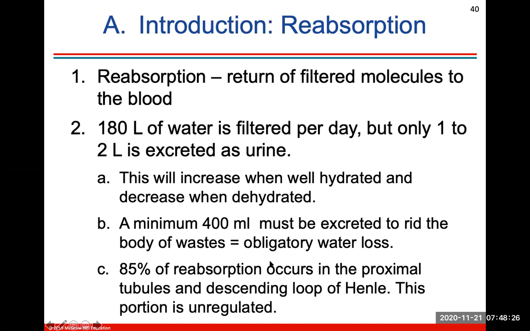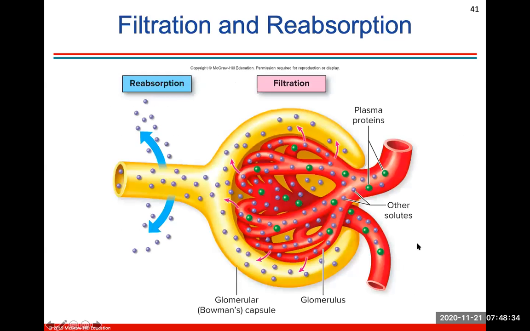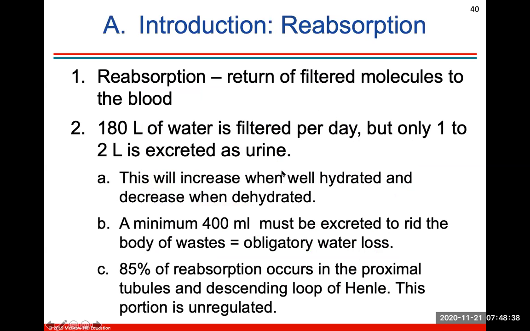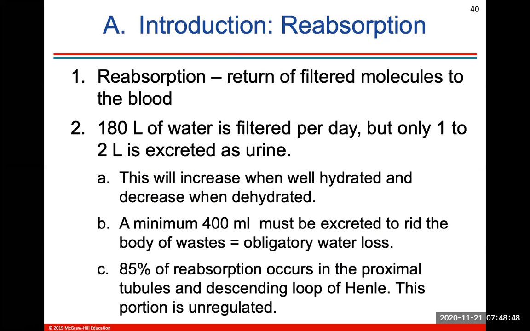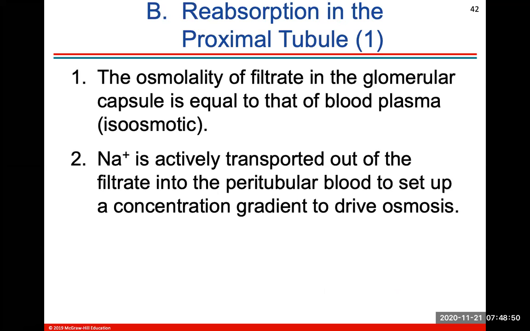About 85% of reabsorption occurs in the proximal tubules and the descending loop of Henle. This portion is unregulated. So again, remember, about 180 liters of water will be filtered, but most of it will be reabsorbed right in the proximal convoluted tubule and also the descending loop of Henle. That's all that I really want you to know.